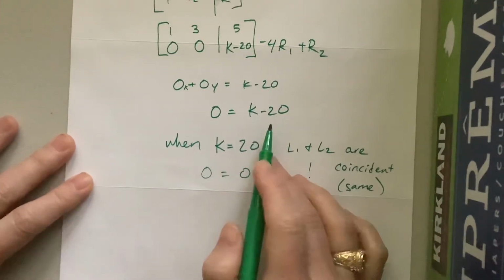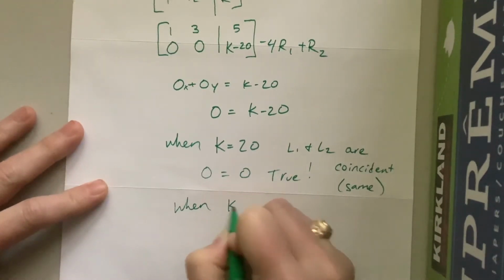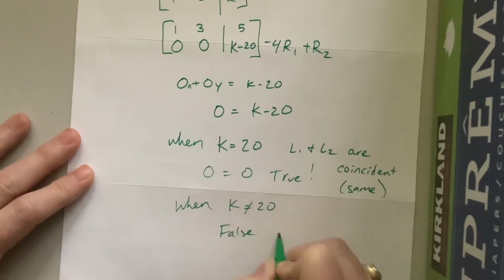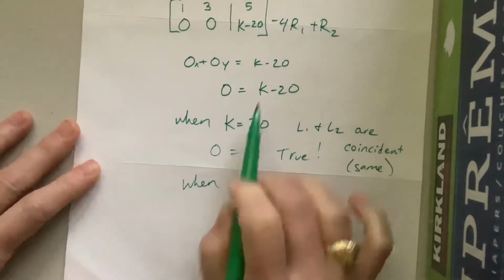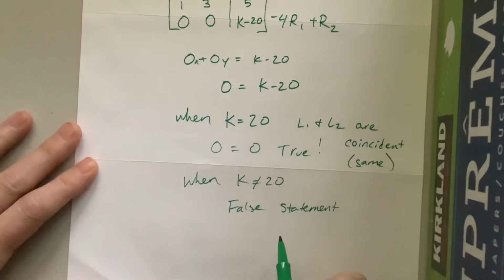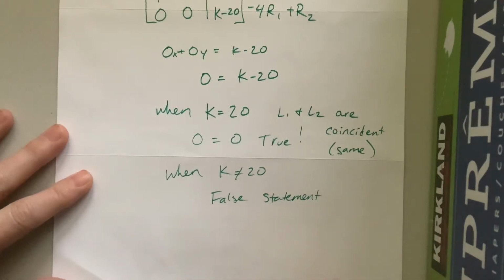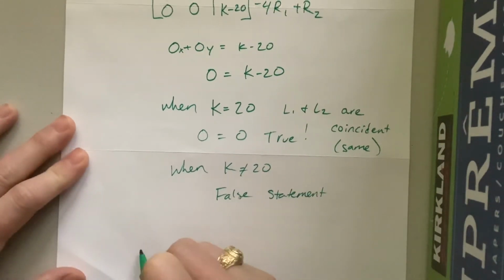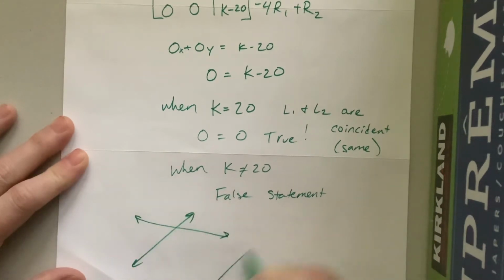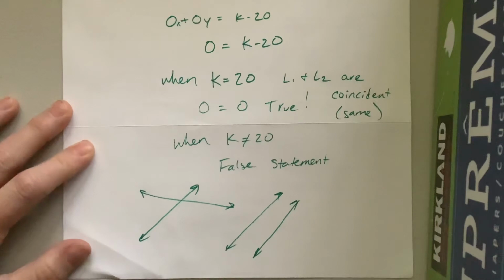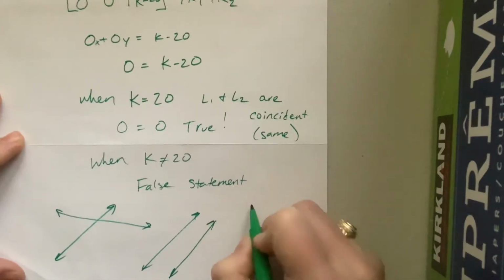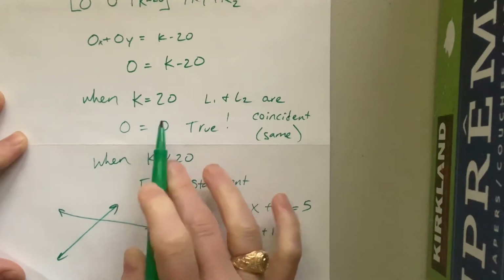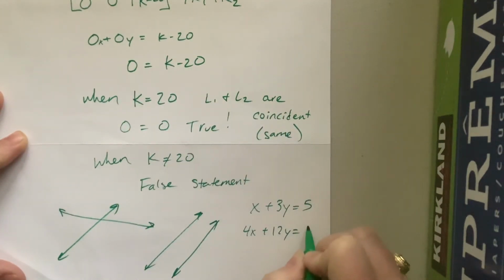Then we can also say, well, either k is going to be 20 or k will not be 20. Okay, when k is not 20, then we end up getting a false statement. When k is not 20, we get 0 equals something else that's not 0. And that tells us that our lines don't intersect, because we're just in 2 dimensions, and so either our lines will intersect in 2 dimensions, or if they don't intersect, they have to be parallel. Okay, so if it's not 20, then that's saying we've got x plus 3y equals 5, and 4x plus 12y equals something else, I don't know, 17. My birthday is the 17th.